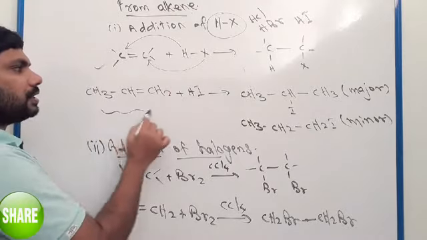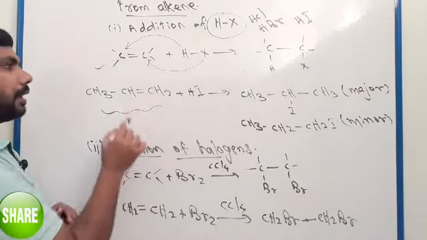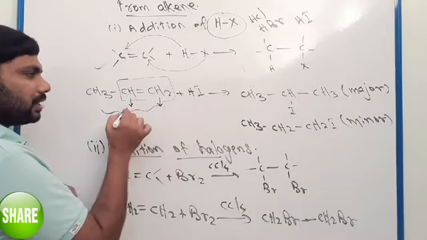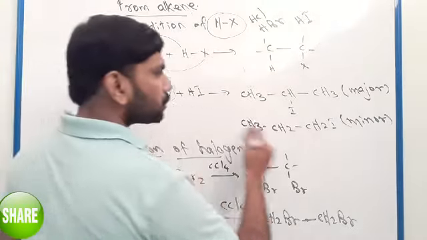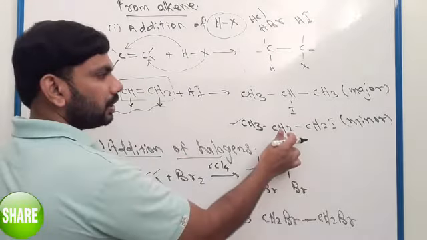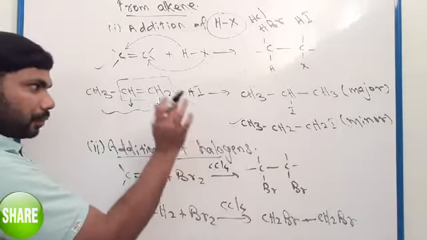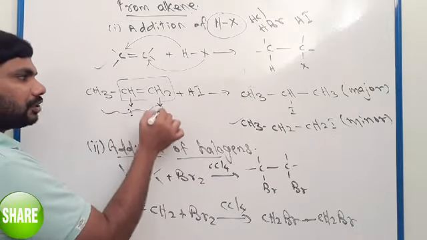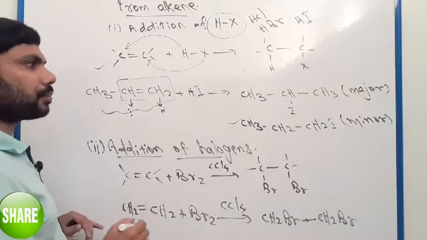But here the matter is different. Here there are 3 carbons and the position of the double bond matters. So here 2 possible products will be formed. One possible product: hydrogen coming here and iodine here, from hydrogen iodide. So this is one possible product, hydrogen here, iodine here. The second possible product, iodine here in the middle and hydrogen here. This is another possible product.